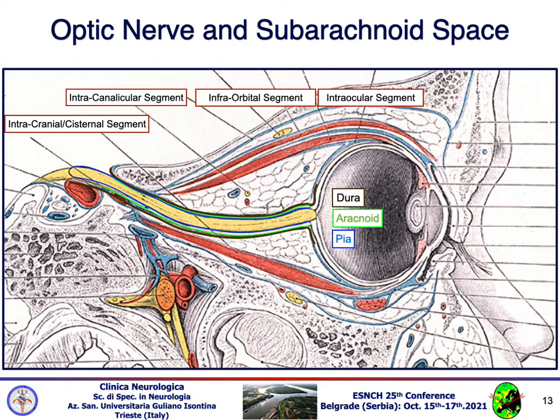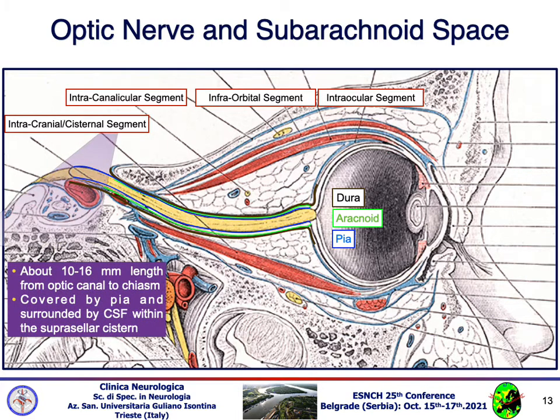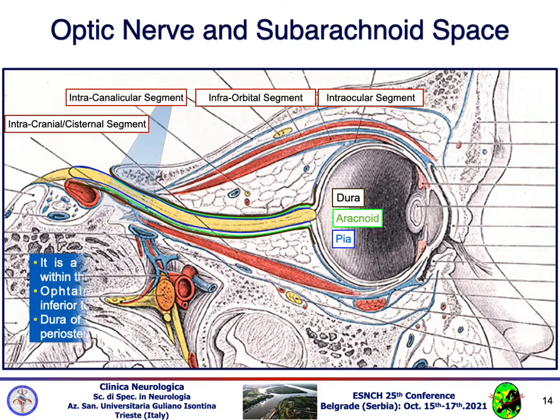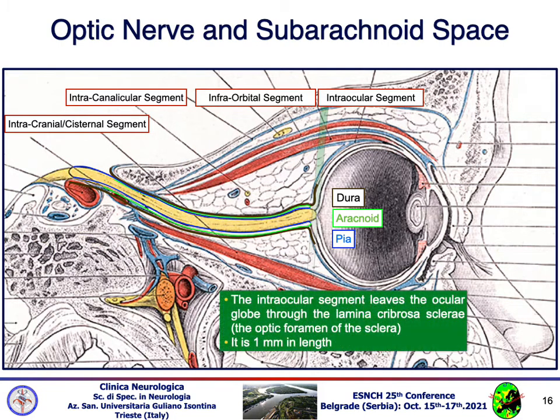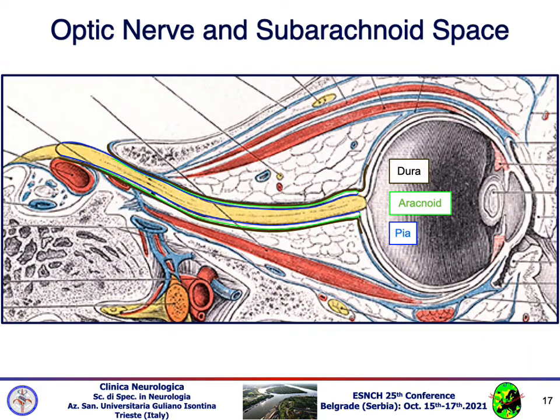The 4 segments are the intracranial cisternal segment, the intracanalicular segment, the intraorbital segment, and last the intraocular segment. Inside the meninges, dura mater, arachnoid, and pia, we find also the subarachnoid space, where CSF flows.